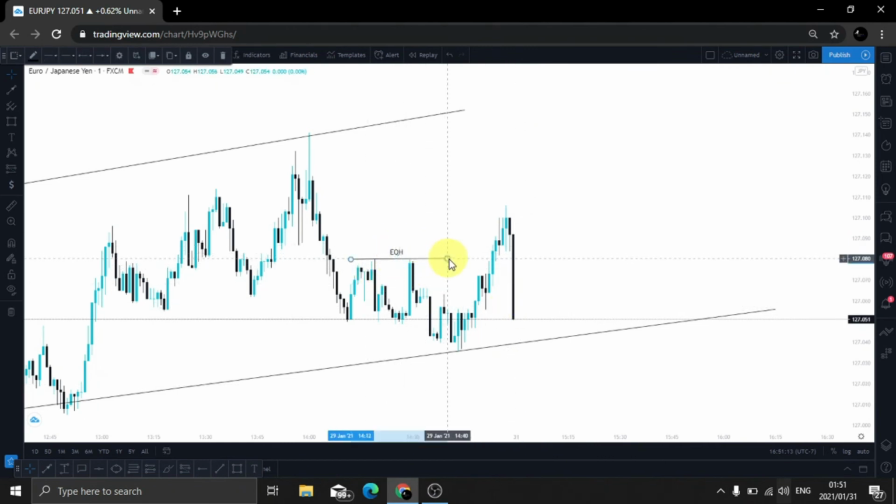Okay, guys, so we had an equal high over here. Then what? Liquidity was freed. Then the market came again down to this level. So we might be expecting that the market over here, we have it. So I'm expecting this from the market now.